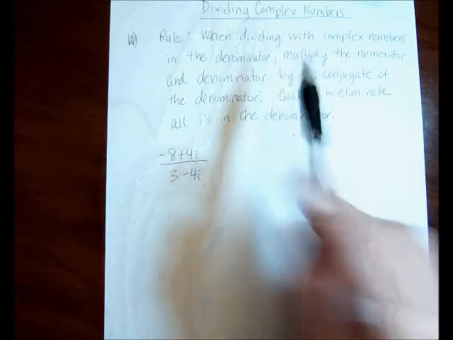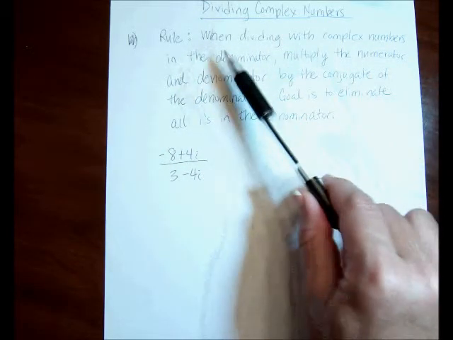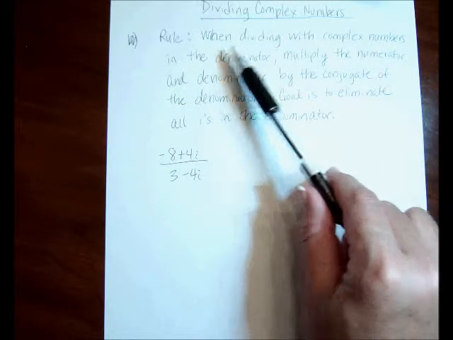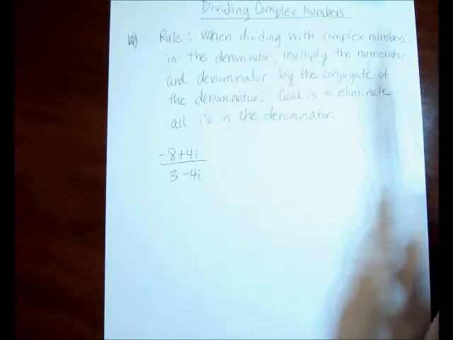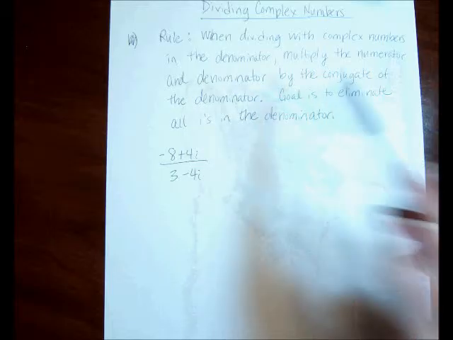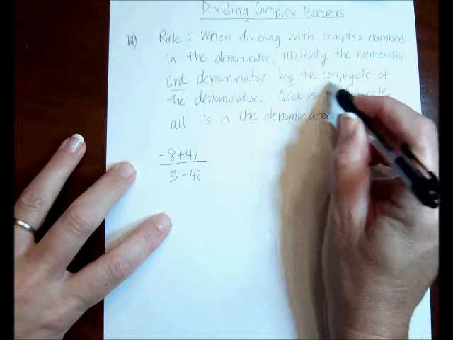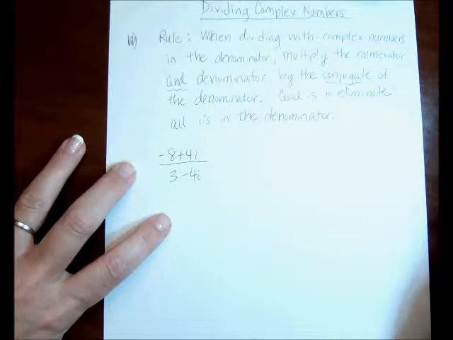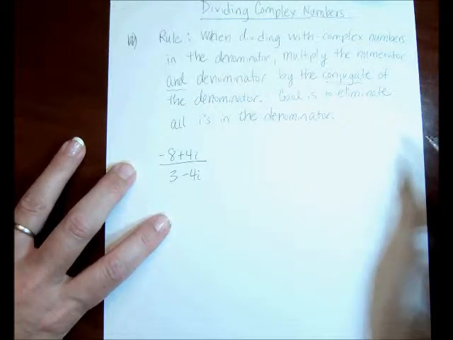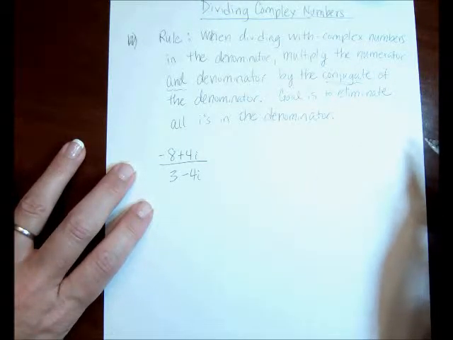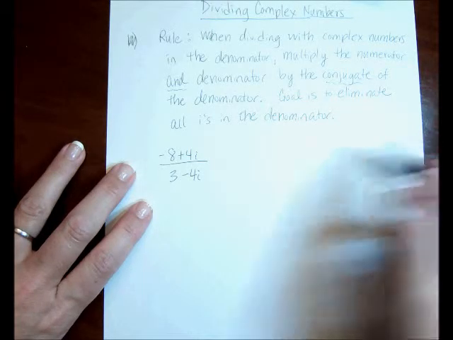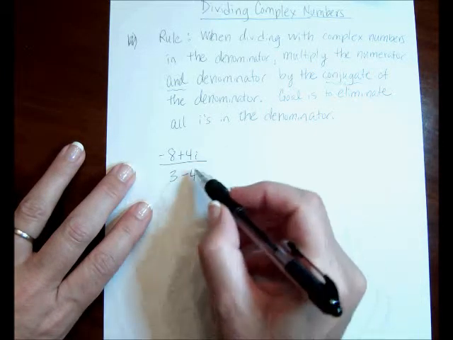I went ahead and wrote the rule up here, and you can pause the video to make sure that you have this rule down. It says, when dividing with complex numbers in the denominator, multiply the numerator and denominator by the conjugate of the denominator. And the goal is to eliminate all of the i's in the denominator. So in this case, this is my first example.